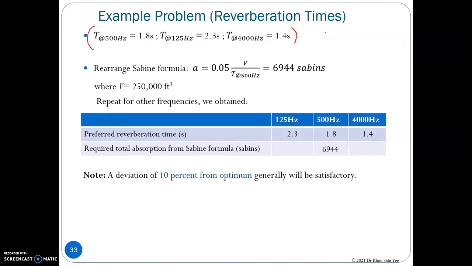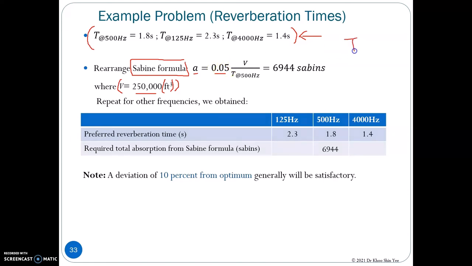Based on the application, which is the multi-purpose auditorium in this case, we successfully obtain the optimum time at low, mid, and high frequency. By using the Sabine formula, we can continue to predict the suitable total room absorption for the multi-purpose auditorium. The volume of the auditorium is given by this magnitude previously, and the unit is in feet cubed, where the dimension is in feet. Therefore, the constant of the Sabine formula is equal to 0.05 in this case.